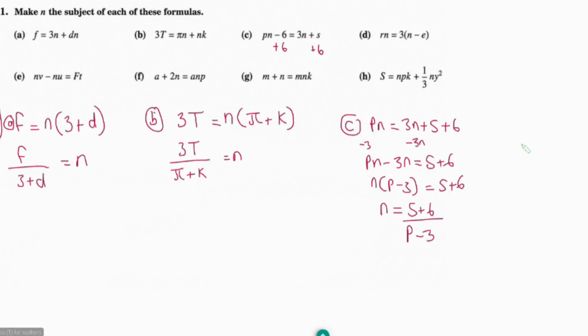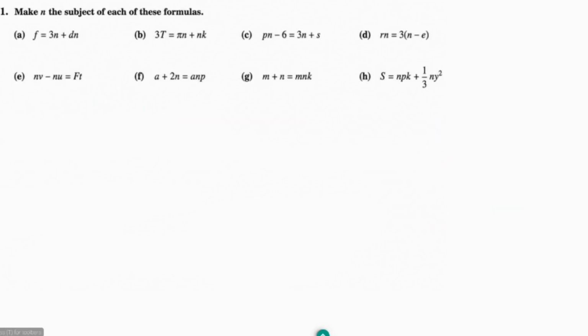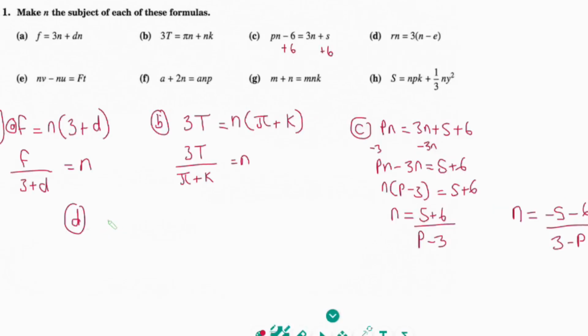Now for C, if you had taken all your n terms to the right-hand side, you might have a slightly different answer. So I'll put the alternative answer here. You may have had minus s minus 6 all over 3 minus p. Part D, let's expand the bracket first. So rn equals 3n minus 3e. I'm going to take 3n off both sides. Factorise. And divide both sides by r minus 3.